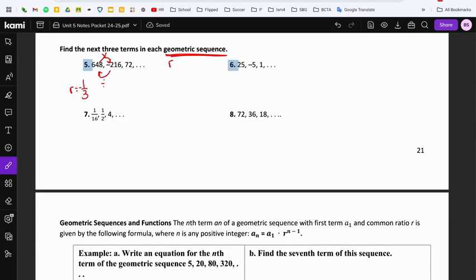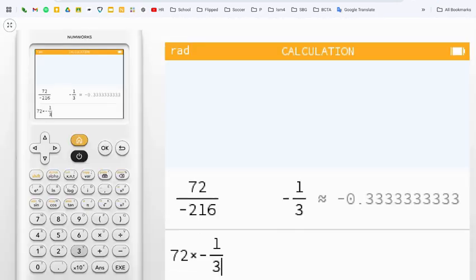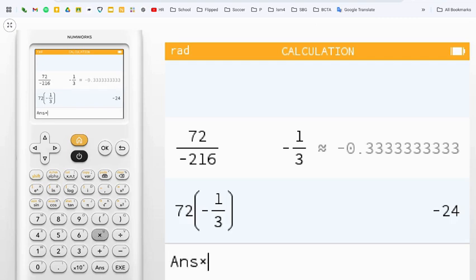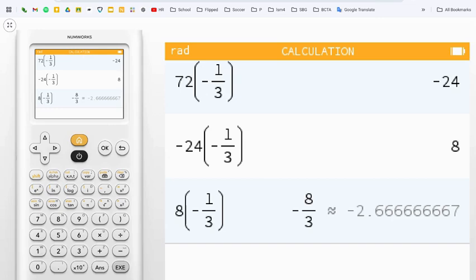So to find my next three terms in the sequence, I'm going to go to 72 then, multiply that by negative 1/3, and I'm going to rinse and repeat and continue doing that, multiplying by my common ratio, negative 1/3, each time: negative 24, 8, and negative 8/3.